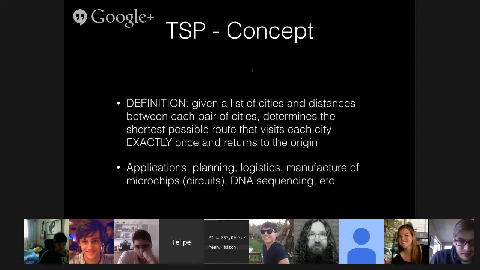So the traveling salesman problem, by definition, is: given a list of cities and the distance between each pair of cities, determine the shortest possible route that visits each city exactly once and returns to the origin. That is the definition of the problem. It's applicable to planning systems, logistics, the manufacture of circuits, DNA sequencing.